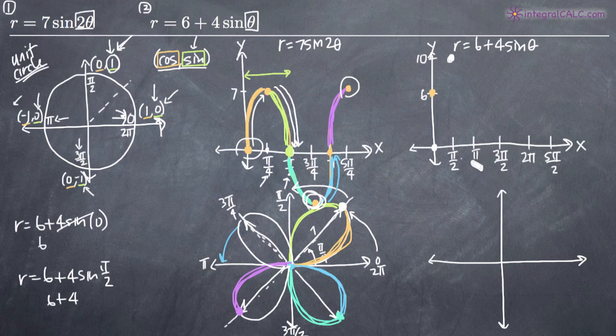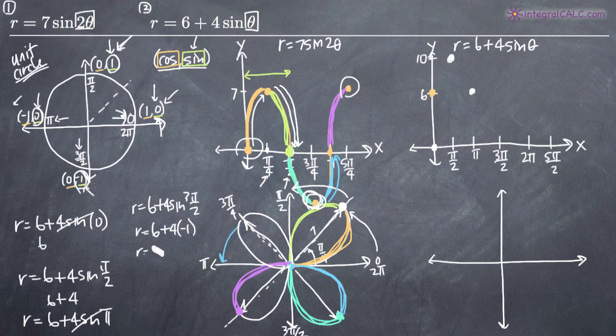We're out here at 10. Then if we plug in pi, we'll get r equals 6 plus 4 sine of pi. We know that sine of pi is this number right here, 0. So again, that'll go away and we'll come back to 6. If we plug in 3 pi over 2, we'll get r equals 6 plus 4 sine of 3 pi over 2. We know that sine of 3 pi over 2 is this -1 number here, so we'll get r equals 6 plus 4 times -1. That's going to give us 6 minus 4, which is equal to 2.